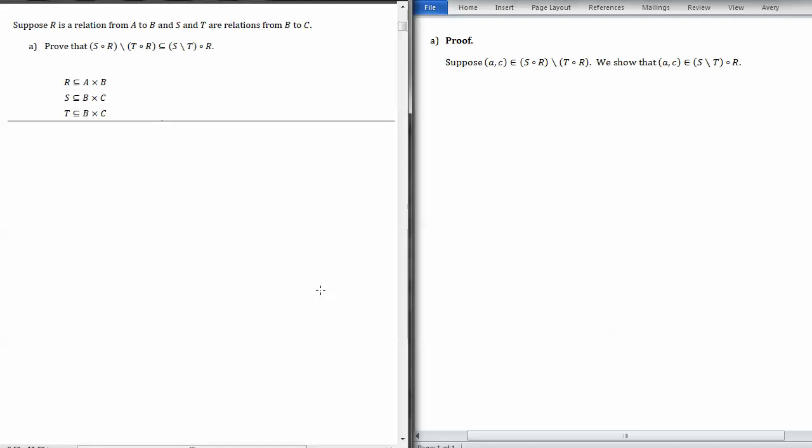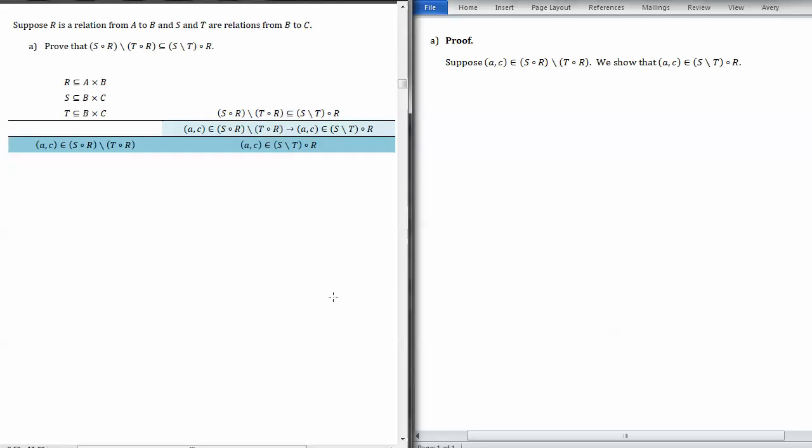So we have three relations, R, S, and T, in the appropriate places. We have our subset statement to prove, and we take the definition of that. And yes, we do have a for all out front, which I'm ignoring here. So we're going to let A and C be arbitrary and prove that if AC is on the left side, then AC is on the right side. And I'm choosing AC because these are both relations from A to C. All right, we'll do direct proof to get that conditional.